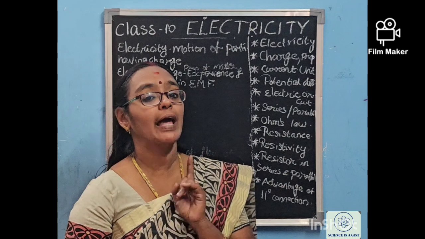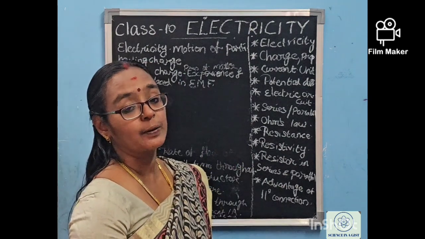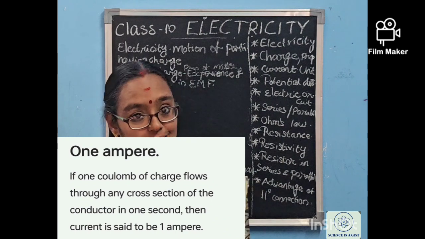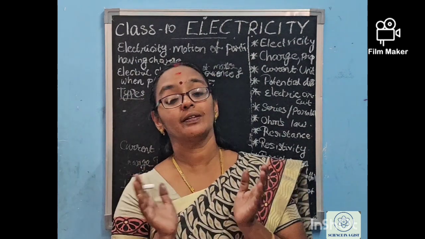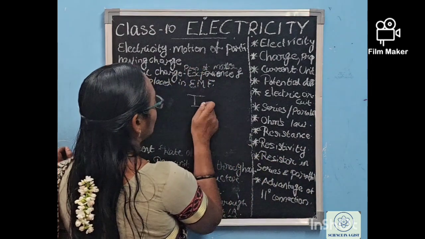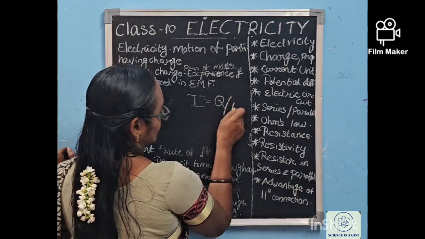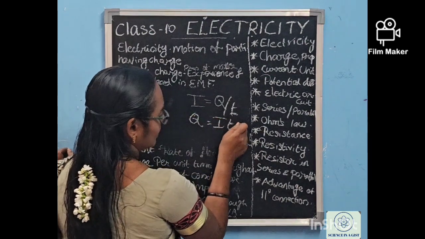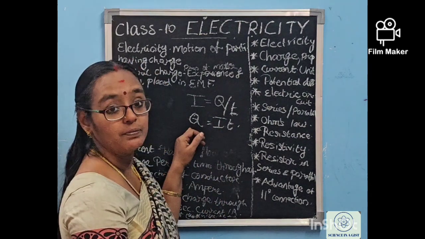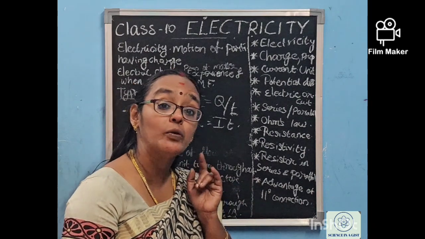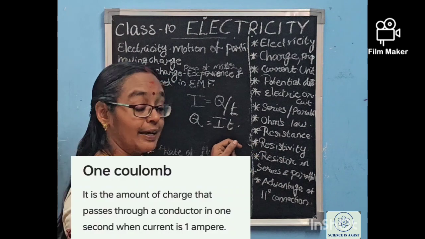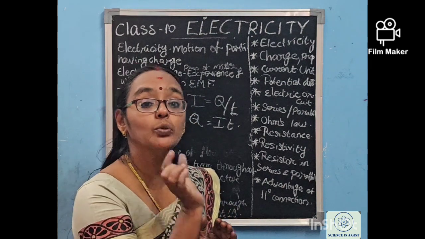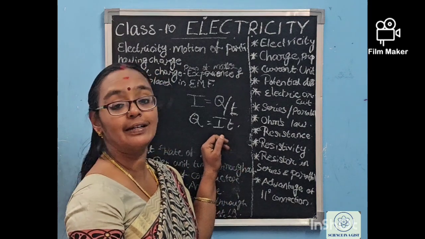That is an important question which is frequently asked: what is 1 ampere current? Current is said to be 1 ampere if 1 coulomb of charge is allowed to pass through a conductor in 1 second. So can you define coulomb based on the current? You know, I is equal to Q by T, isn't it? So Q is equal to I into T. The unit of charge is coulomb. So what will be 1 coulomb? 1 coulomb is the amount of charge passed through the conductor in 1 second when the current is 1 ampere.